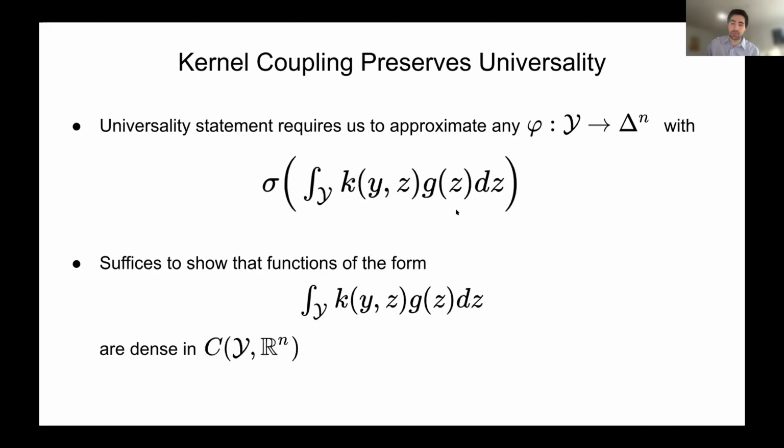So we're thinking of G as being sufficiently expressive to approximate any score function that we would want, which then under normalization would give us a probability distribution. But we're not using G, we're using the smoothed version of G, this kind of kernel coupled version of its values. And so one way to show that this still can generate any probability distribution is to show that it can generate any score function, which is to say that functions of this form, if G comes from some universal class, are also still dense in the space of continuous functions.